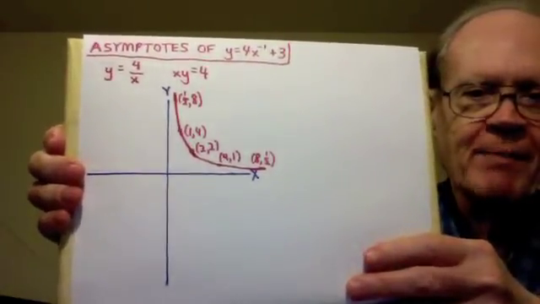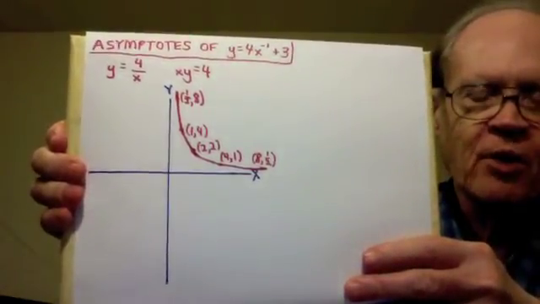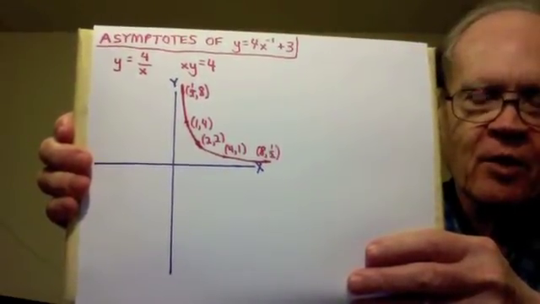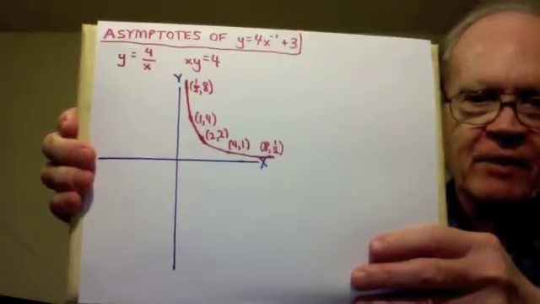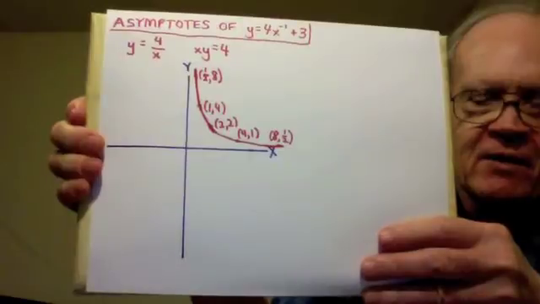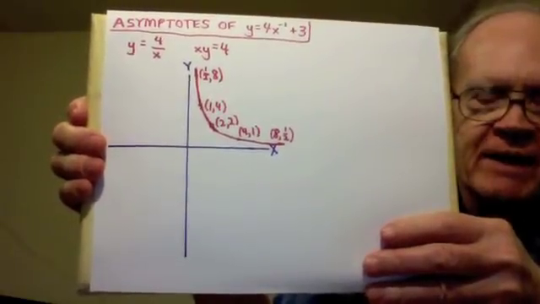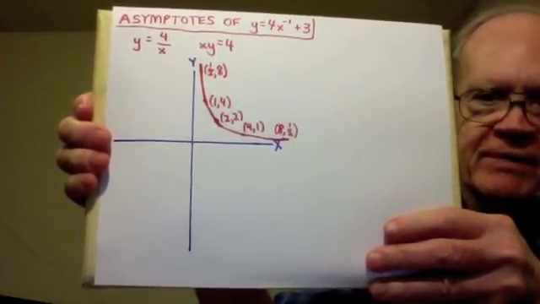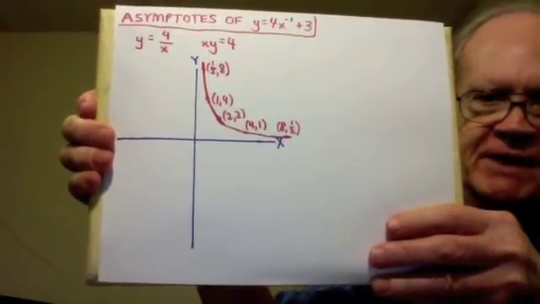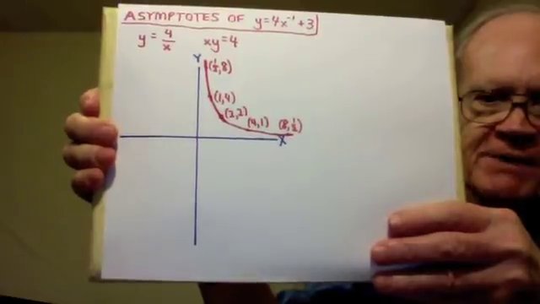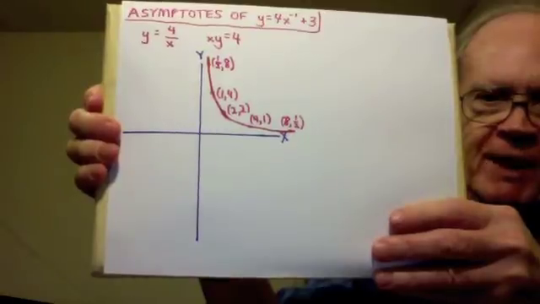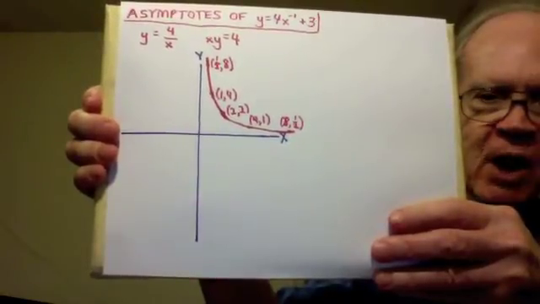So we think of xy pairs that multiply to give 4: 2 and 2, 4 and 1, 1 and 4, 8 and 1 half, 1 half and 8, and so on. We see that neither x nor y can equal 0, but as x gets extremely large, y gets extremely small but remains positive. As x gets extremely small but remains positive, y gets extremely large.